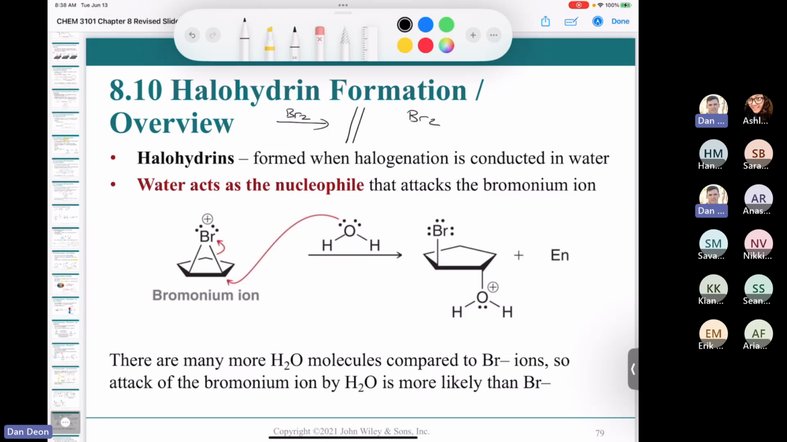We're going to do a bromination, but we're going to run the reaction in water, okay? And so what happens is water is the solvent. Now, the bromine is a reagent.